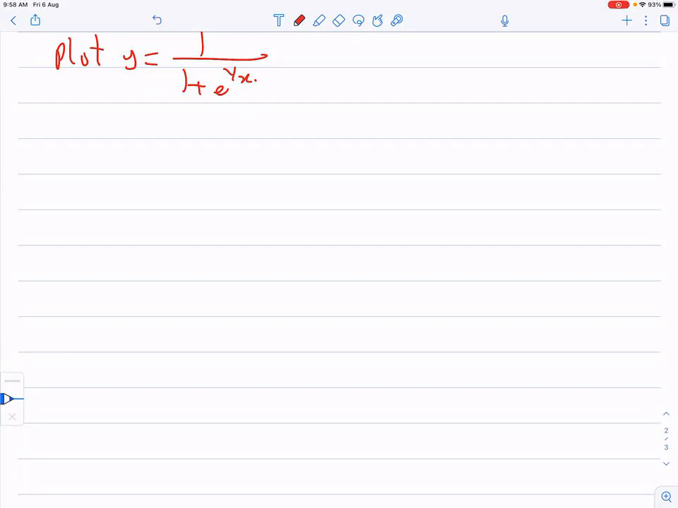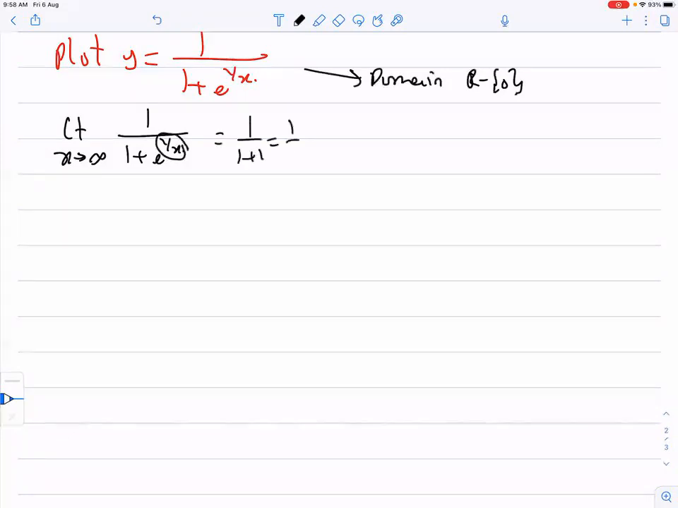Now, one more thing is, if I do limit x tends to infinity, graph किधर रहेगा? 1 plus e power 1 by x graph. The domain is R minus 0. Except 0, we can substitute anything. Infinity डालेंगे, e power 1 by infinity, that is e power 0, which is 1. 1 by 1 plus 1, that is 1 by 2.